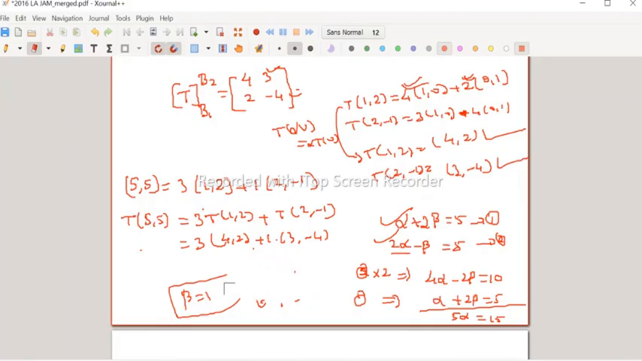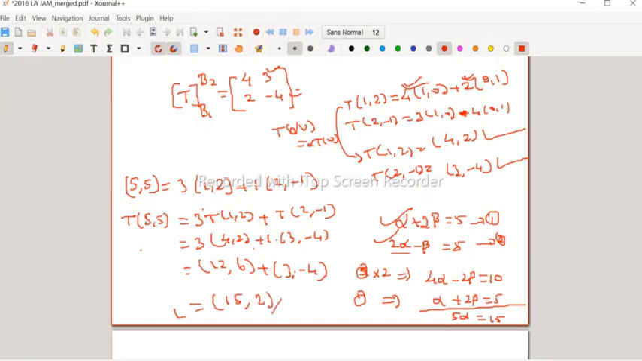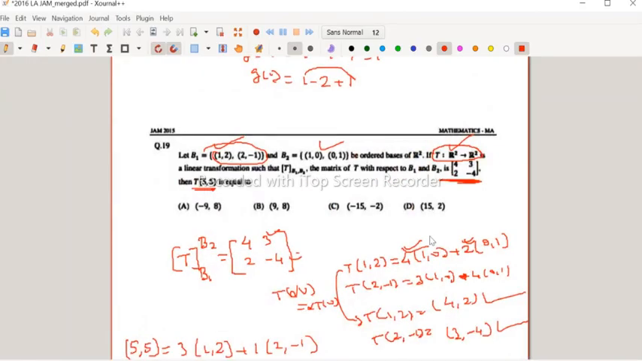So multiply 3 inside, we get (12, 6). So this is equal to (12, 6) plus (3, -4). Now just add: 12 plus 3 is 15, 6 minus 4 is 2. Therefore, the value of T of (5, 5) is (15, 2). That is the last option.